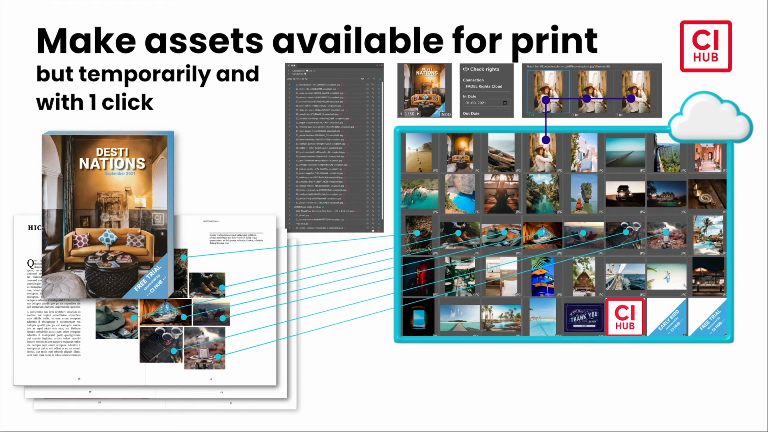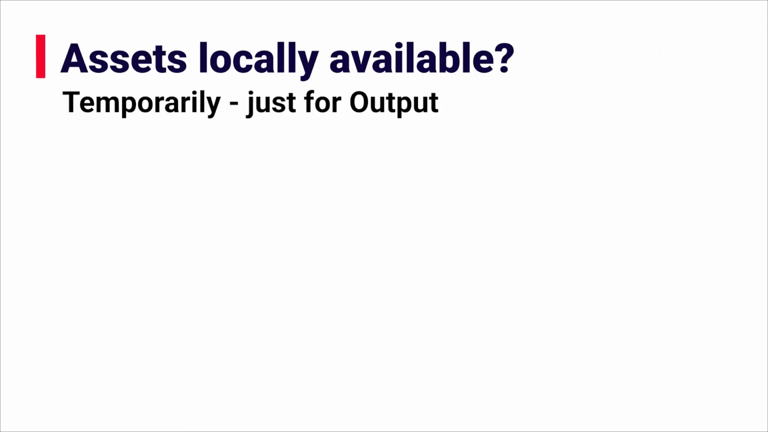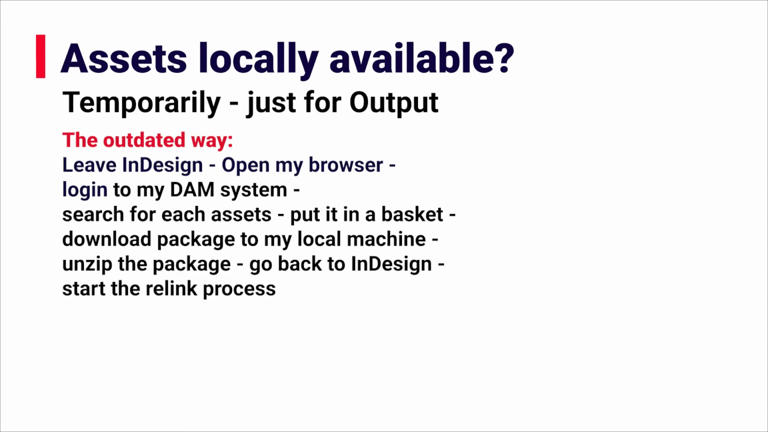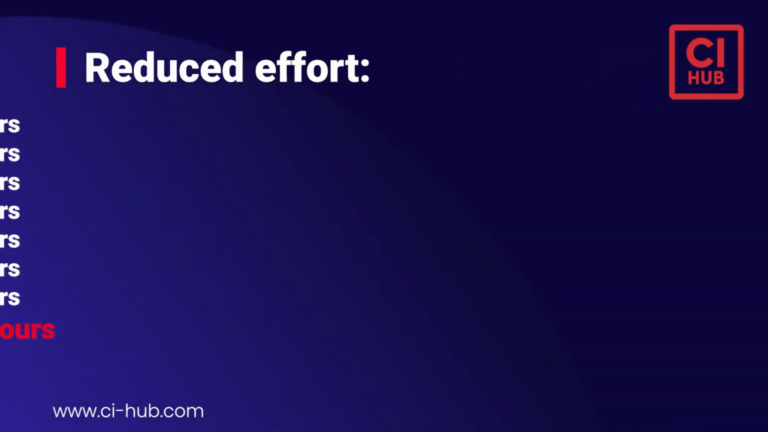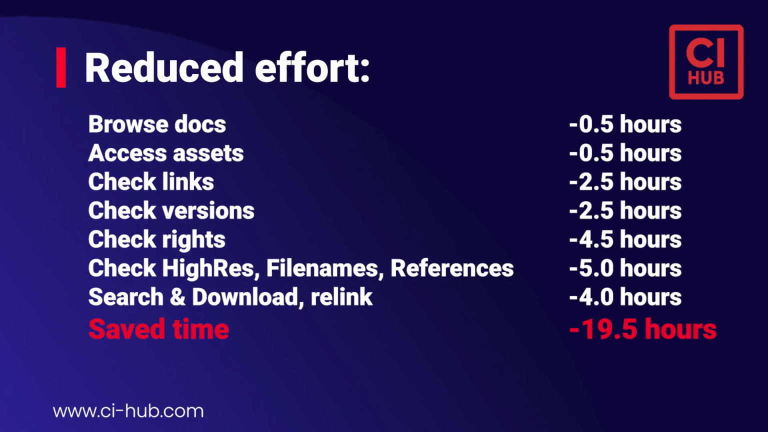Now I have to make the assets available for print, but temporarily. And I want to do it with one click. Now that's the old-fashioned way: leave InDesign, open browser, search for each asset, put it in a basket, download the package, and go back to InDesign and start the relink process, and so on and so on. With the CI Hub panel, it's just the relink all button, and that's it. And I'm sure to use the high-res files only, so that saves me another 4 hours.